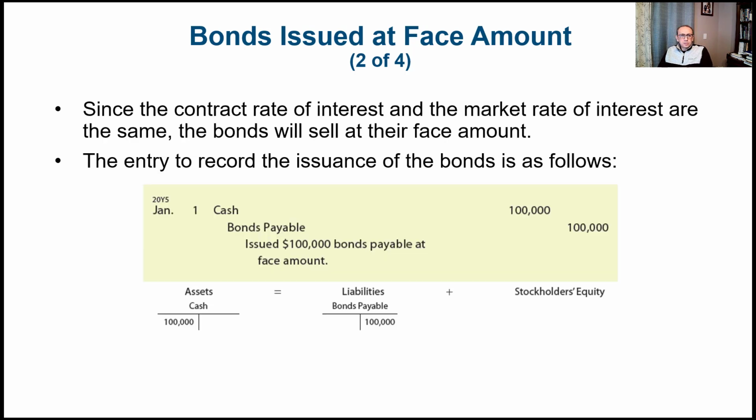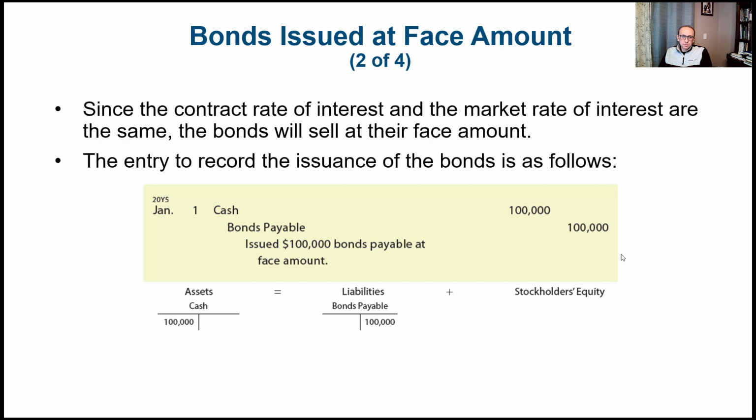So since the contract rate of interest and the market rate of interest are the same, the bonds will sell at their face amount, which is the $100,000 in this case. The journal entry to record the issuance of the bond would be as follows. And here we're looking at it from the perspective of the company issuing the bonds. They're receiving the cash, so they're debiting cash for $100,000, and they're crediting bonds payable for the same value, which is $100,000.